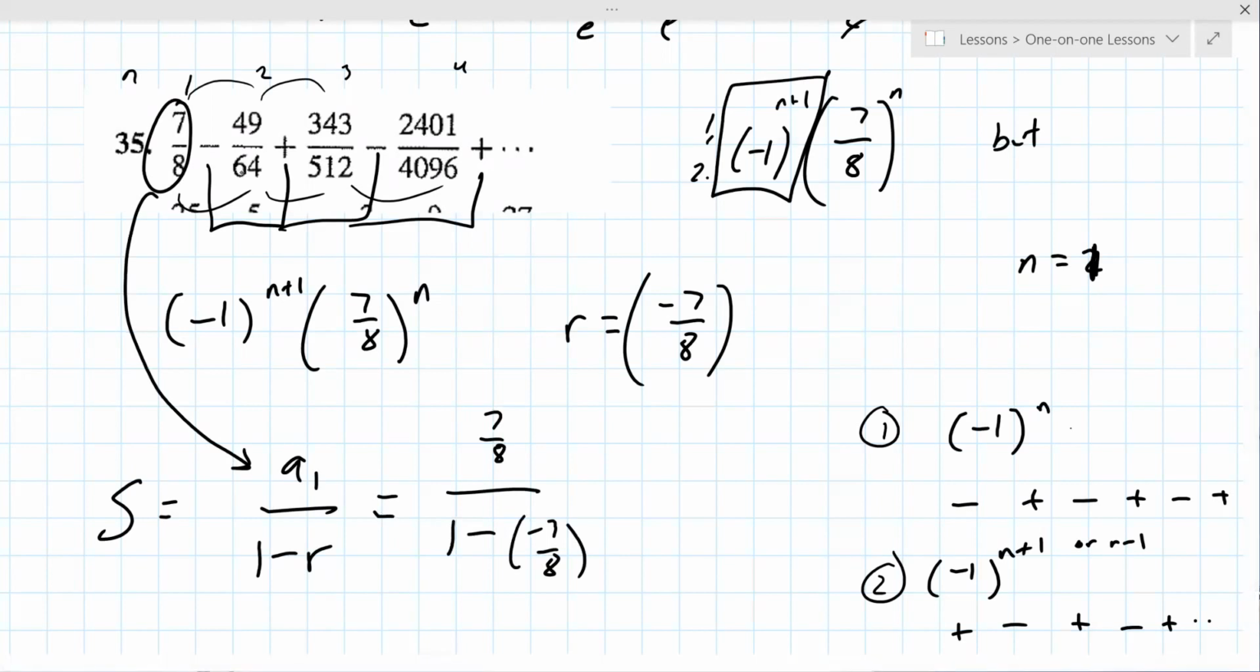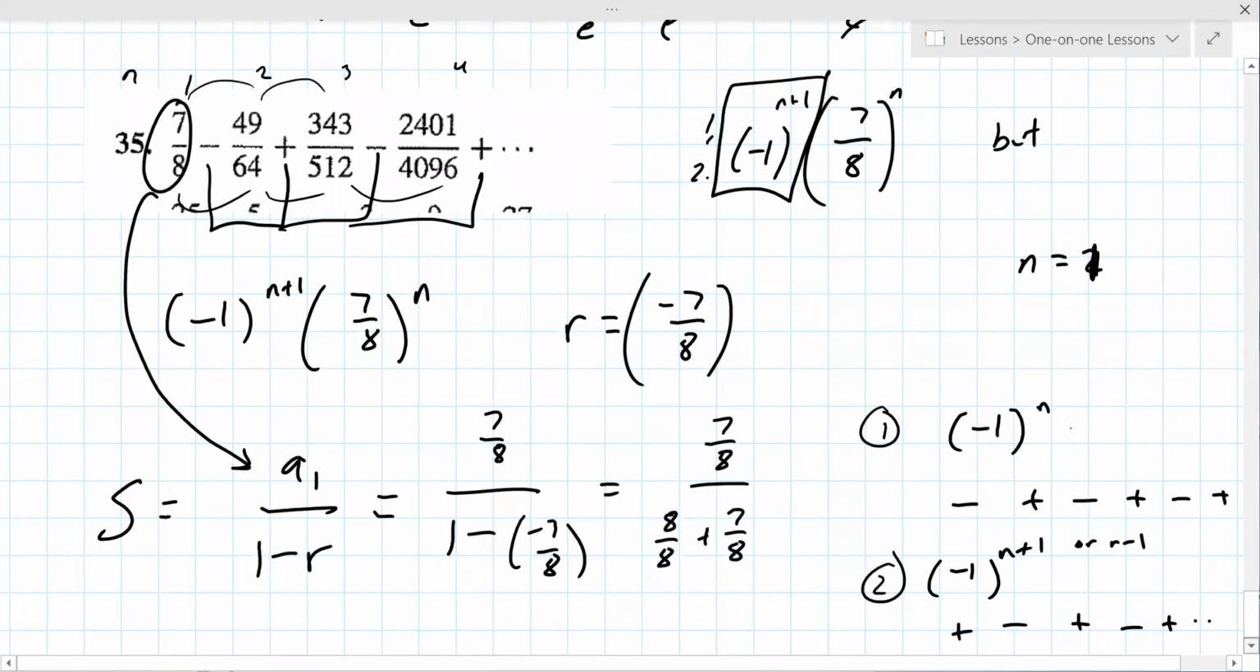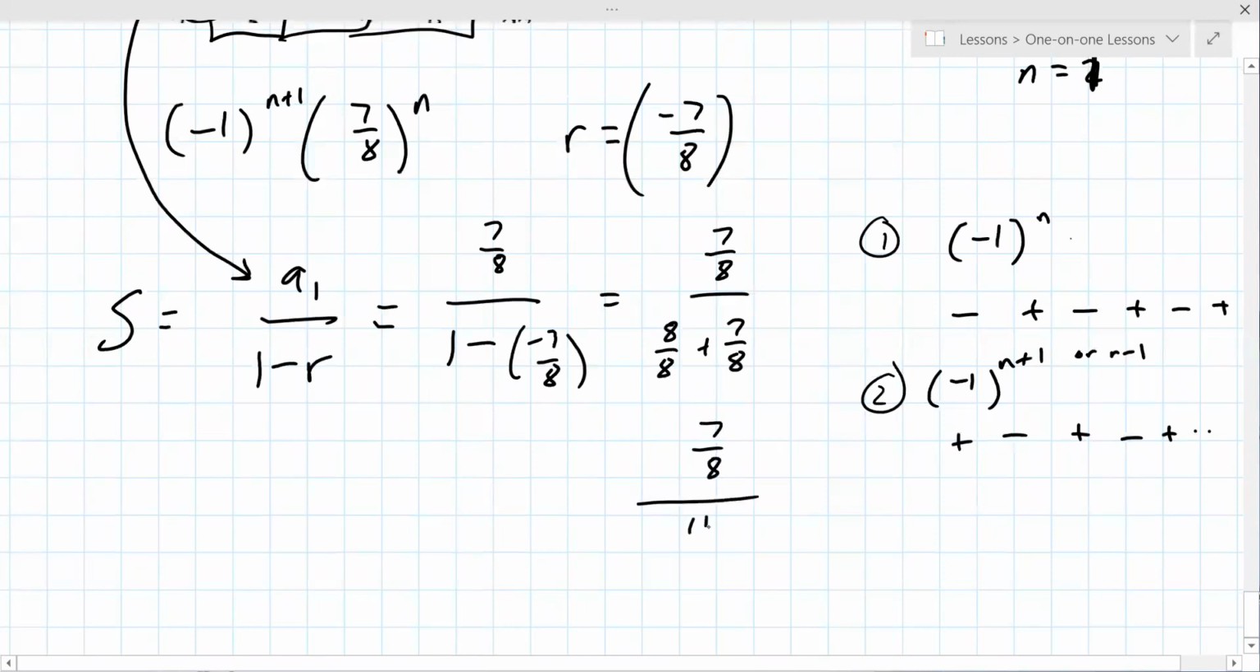So then 8/8 minus, or 8/8 plus 7/8. So 7/8, and then it's 8/8 plus 7/8, so 15/8. And then the 8's cancel on the bottom. Yep, and you get 7/15. Cool. Okay. That makes sense.